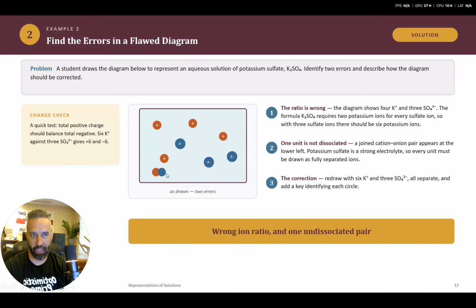Also, this thing here bugs me because this is undissociated KSO4. Because if this were K2SO4, it's supposed to be 2 red ones, right? Because you got 2 Ks. And also, K2SO4 cannot be not dissociated in water. So that's also wrong.